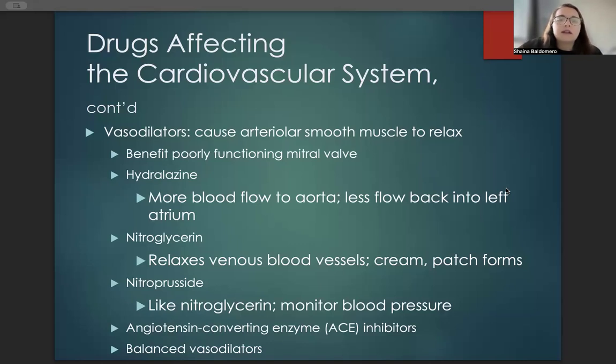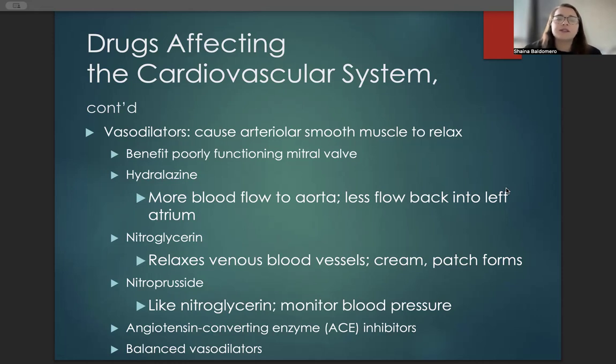Vasodilators are going to benefit poorly functioning mitral valves, which help with our pulmonary circulation, which is reoxygenating those blood cells before they get pumped out into systemic circulation across the entire rest of the body to perfuse into those tissues. Now, hydralazine is a medication that we use to help more blood flow to get to the aorta, which is the biggest vessel that you're going to find in the body next to the vena cava, and help have less flow back into that left atrium. So keeping the blood in the direction that it needs to go in.